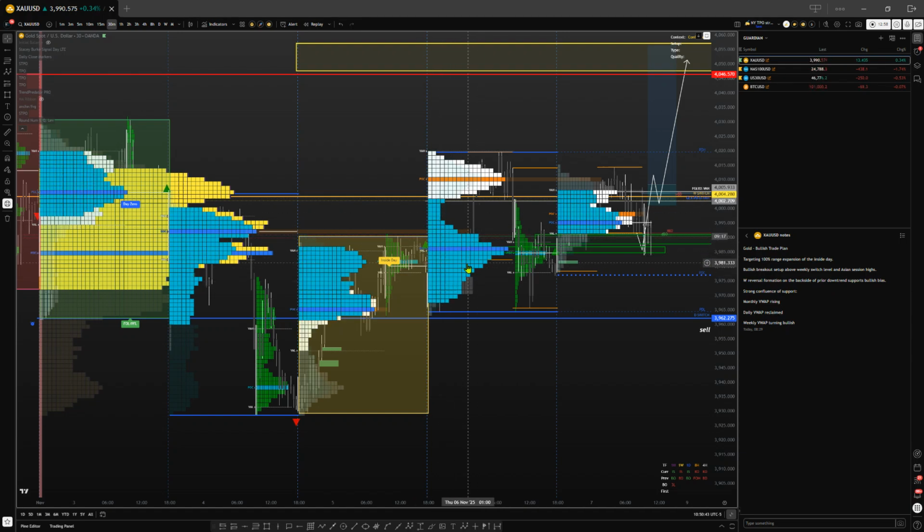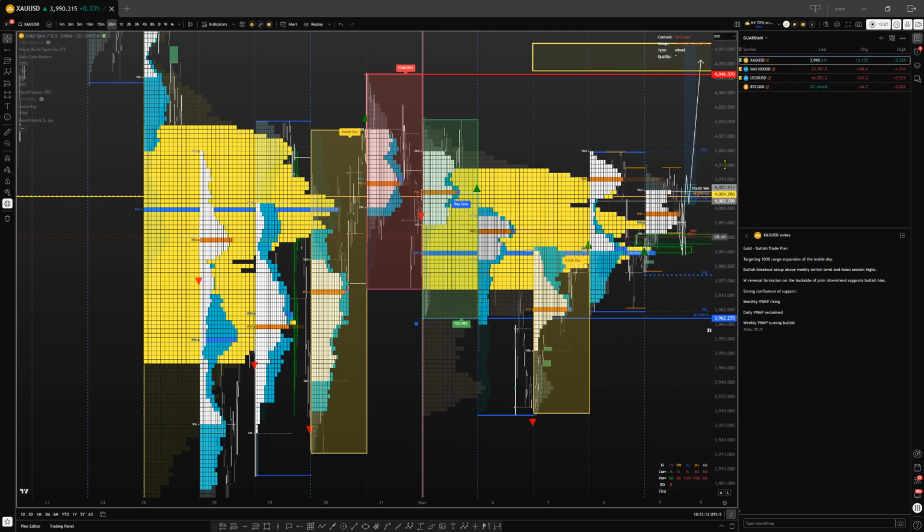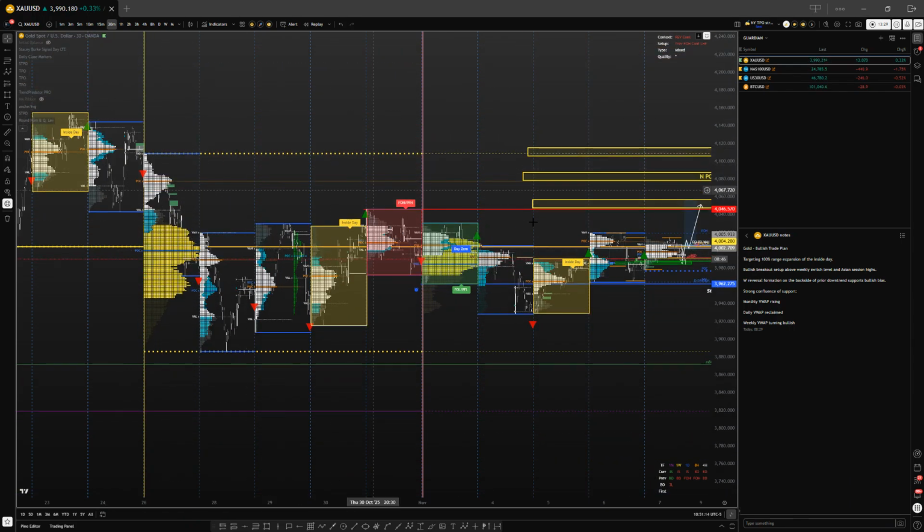If we do get on the outside, we've got a weekly switch level up here. I've got my notes here. So, bullish trade plan, targeting 100% range expansion of the inside day. Bullish breakout setup above weekly switch level, which is here, and the Asian highs, which are somewhere over here. Weekly reversal formation on the backside of the prior downtrend. That's the prior downtrend, so we're on the backside of that coming out.